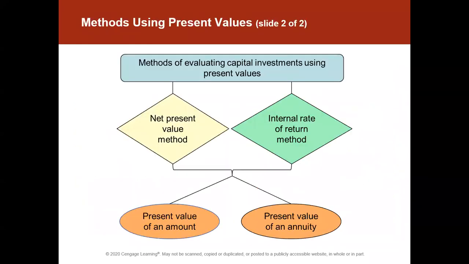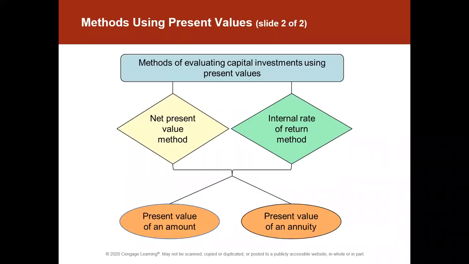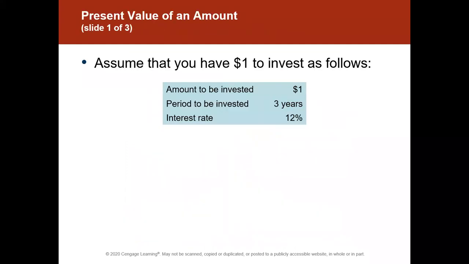Okay. All right, so those were the two methods, the average rate of return and the cash payback method, that don't use present values. So then the ones that do use present values are the net present value method and the internal rate of return method. And then at the bottom, you'll see it says there's a present value of an amount and there's a present value of an annuity. So again, let me go through again what present value is.